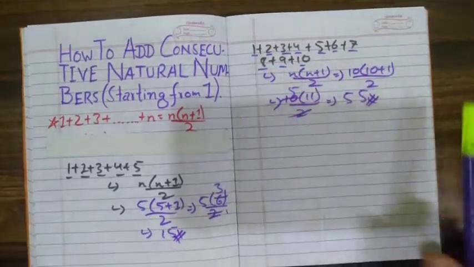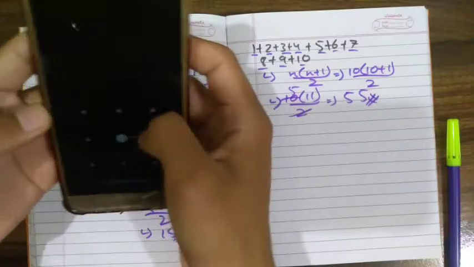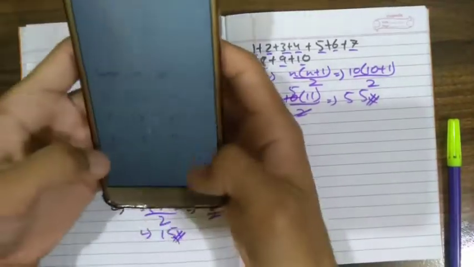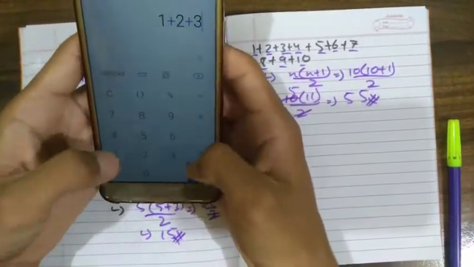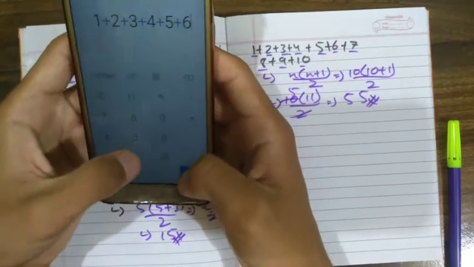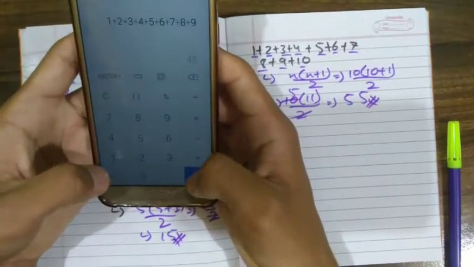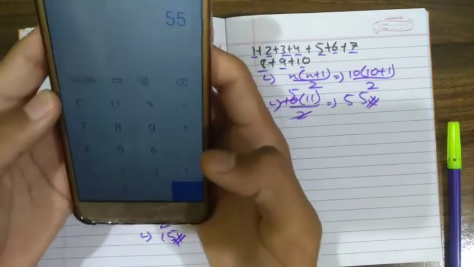So as you can see, that was quick. Let me check it by calculator to make sure. 1 plus 2 plus 3 plus 4 plus 5 plus 6 plus 7 plus 8 plus 9 plus 10. The answer comes out to be 55.